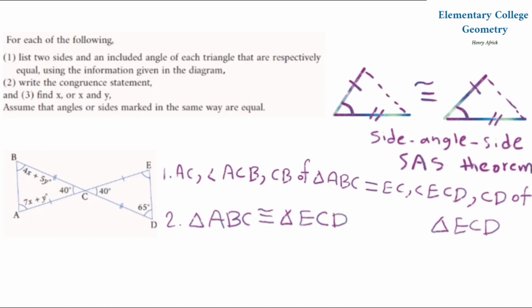And now we can find x and y and unknown angles. So the angle of B equals the angle of D, and the angle of B equals 4x plus 5y, and the angle of D equals 65 degrees. So 4x plus 5y equals 65 degrees.